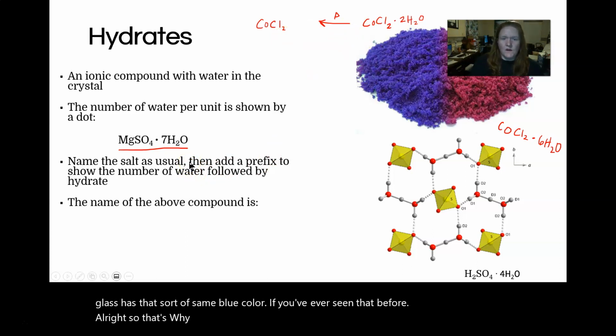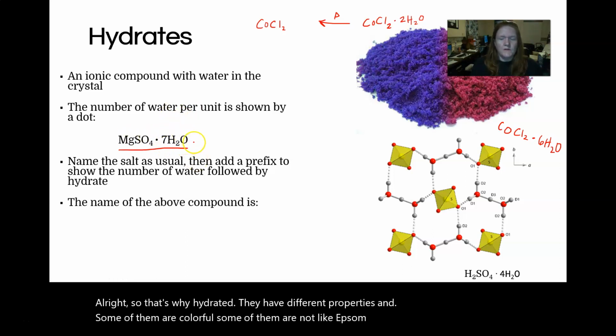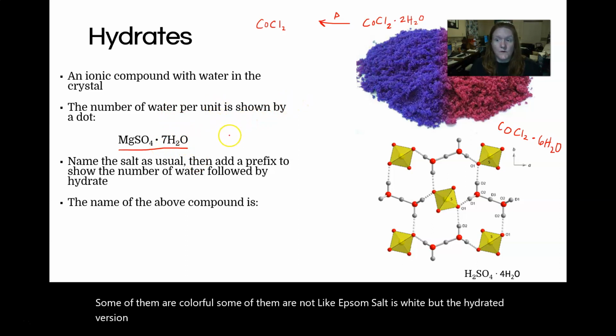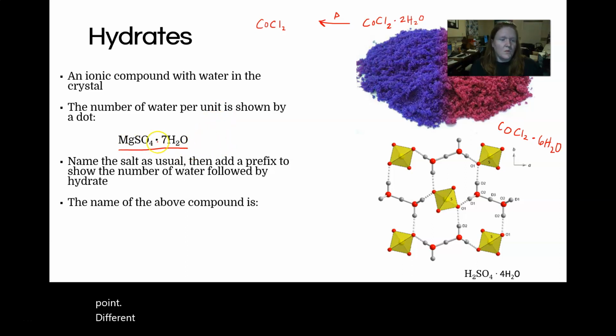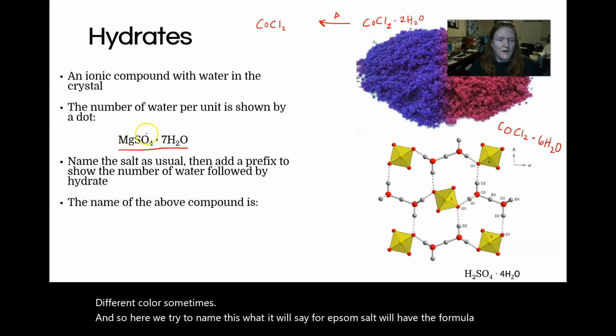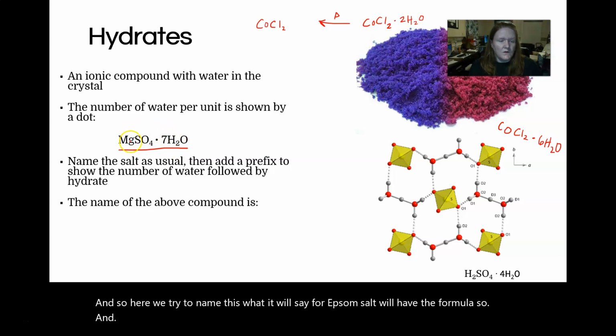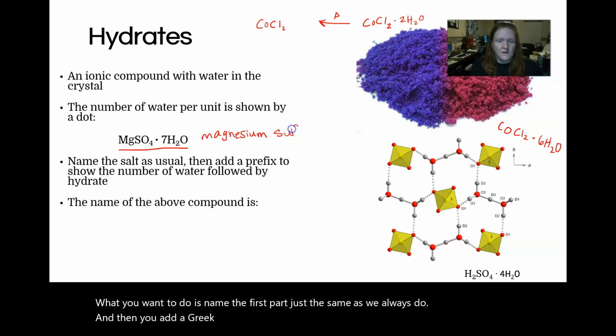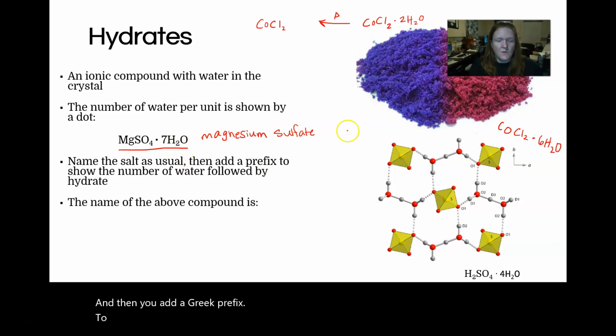They have different properties, and some of them are colorful, some of them are not, like Epsom salt is white. But the hydrated version has different properties, different solubility, different melting point, different color sometimes. And so here when we try to name this, for Epsom salt, it'll have the formula like so. And what you want to do is name the first part just the same as we always do. And then you add a Greek prefix to indicate how many waters. So 7 is hepta. And then you just add the word hydrate.